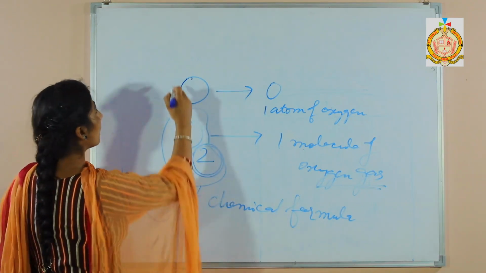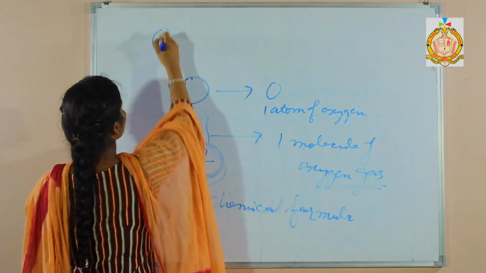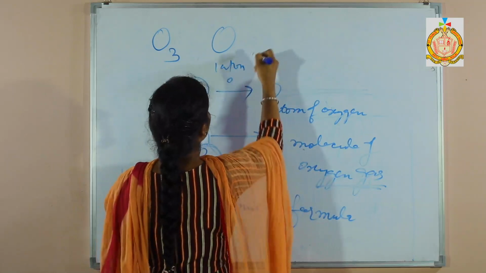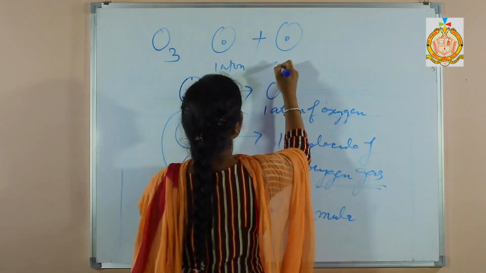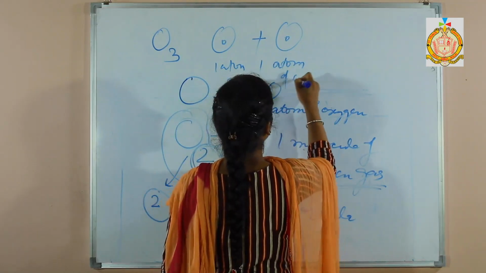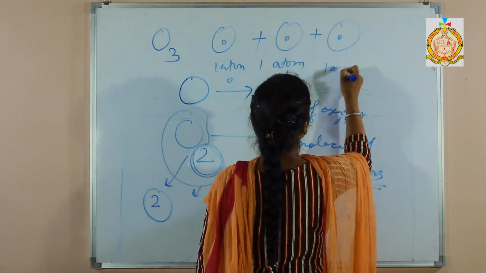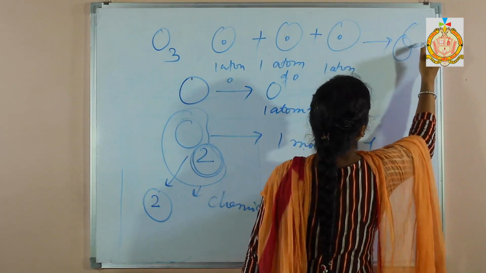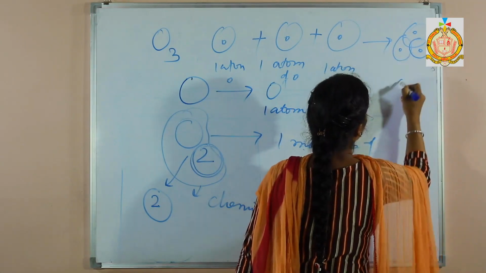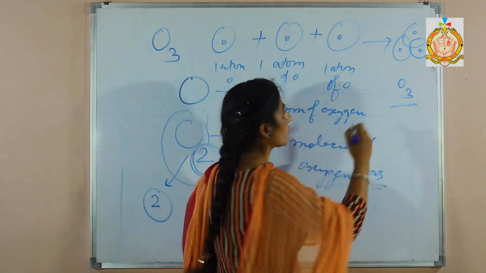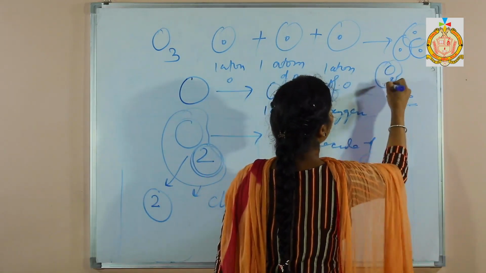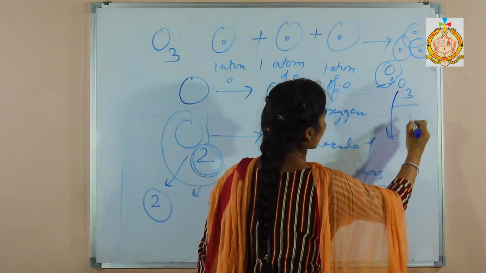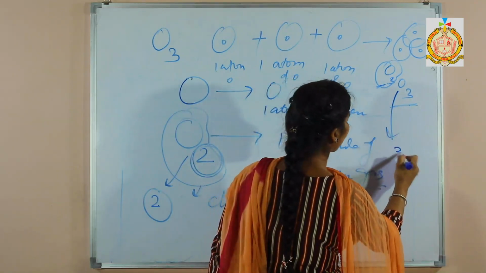In case of more than two atoms, like in case of ozone, three atoms are present: one atom of oxygen plus one atom of oxygen plus one atom of oxygen make one molecule of ozone, O3. The formula of ozone is O3. This represents one molecule of ozone which has three atoms of oxygen. So atomicity of ozone is 3.